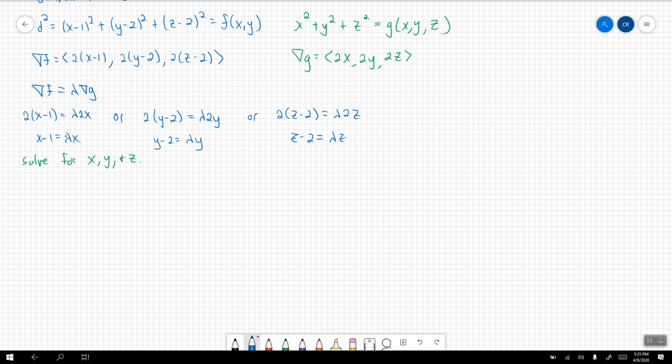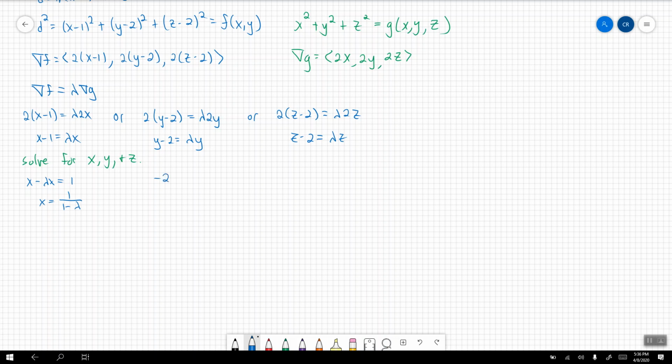Alright, so let's bring lambda over here. That's going to be x minus lambda x is equal to 1. There we are. Factor out the x and divide by whatever's left over. So x is going to be 1 divided by (1 minus lambda). There we are. Do the same thing here.